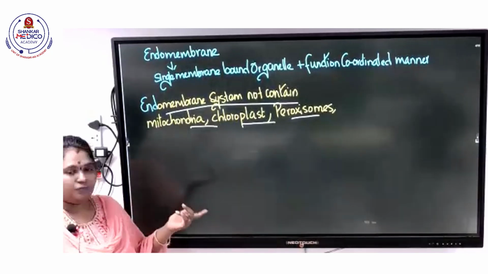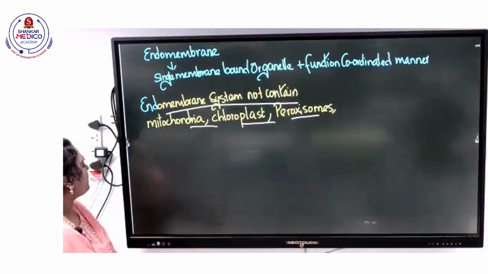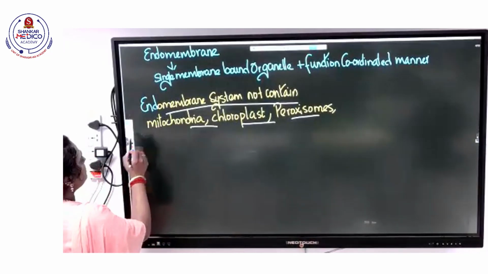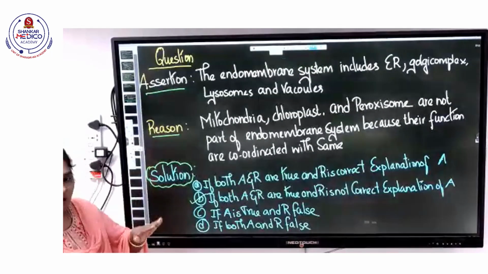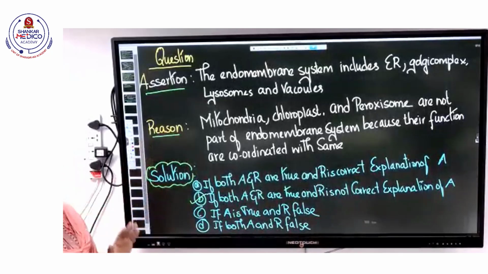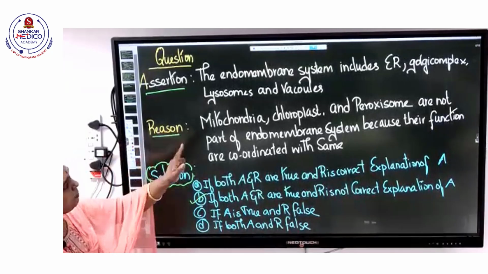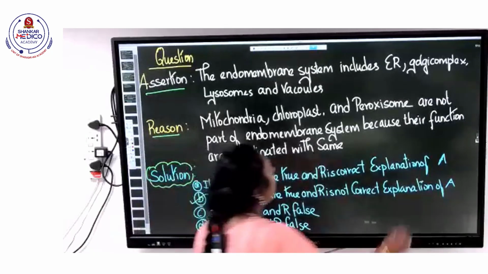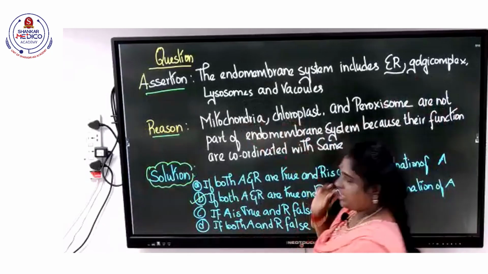We'll go to a question. For example, we'll solve a question based upon this concept. It's basically an assertion reason question. Once you understand the concept, definitely we can solve this question. So what was the assertion? The endomembrane system includes endoplasmic reticulum, Golgi complex, lysosomes, and vacuoles.